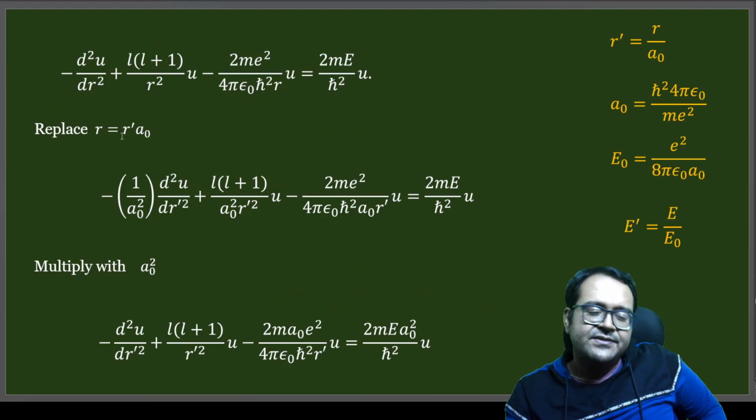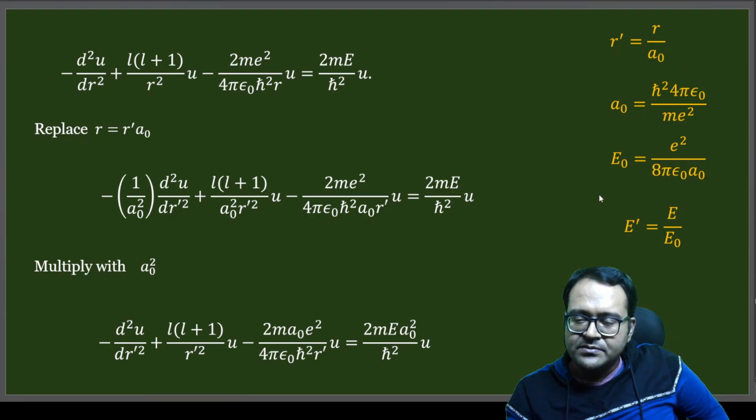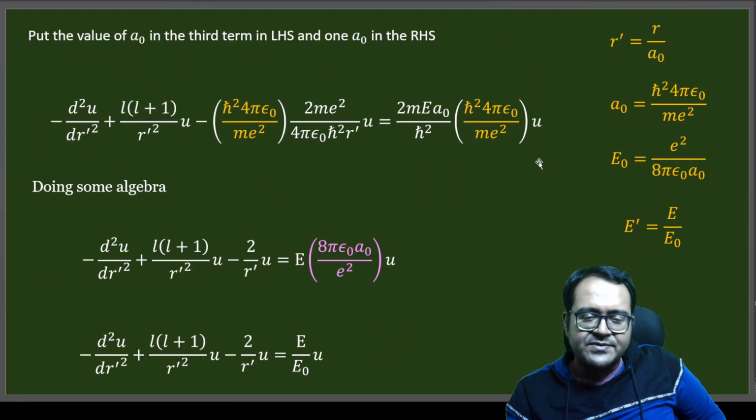We just replace the same thing we have just done, r with r prime a0, then do some algebra, multiply with a0 square, and so on. We know these things we need to substitute: what is r prime, what is a0, what is E0, and what is E prime. You all know this. So just follow the steps and do the calculation yourselves.